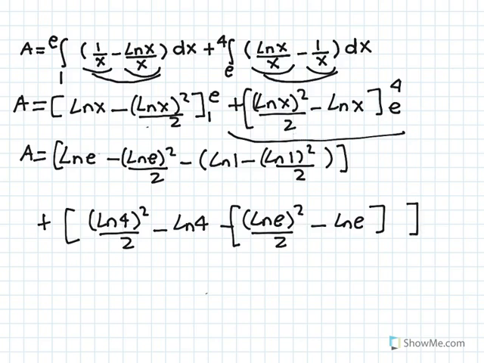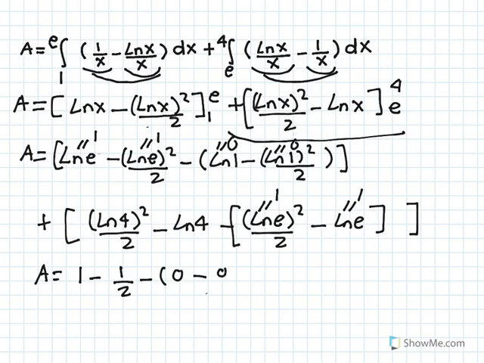All right, so now we have to evaluate this. What is log of e? Log of e is 1. What is log of 1? That's 0. Log of 1 is 0 again. Log e is 1 again, and log e is 1. Very easy to make mistakes, so we got to be really careful with this. So log e, that's 1. 1 minus 1/2 minus 0 minus 0 over 2, which is just 0, plus, and then we have (log 4) squared over 2 minus log 4 minus, and then we have 1/2 minus 1, which is negative 1/2.